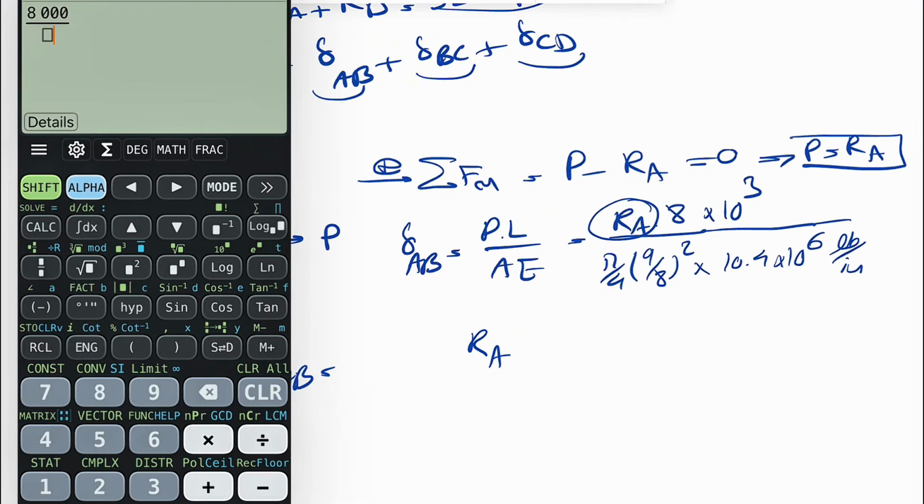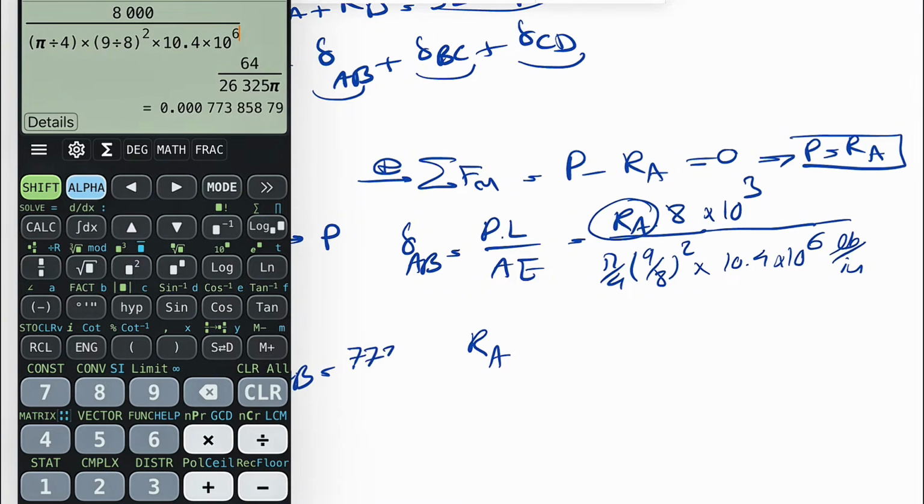You can just calculate the coefficient in here very quickly. So 8,000 divided by pi divided by 4 times 9 divided by 8 squared times 10.4 times 10 to the 6. So that's going to be 7.773, let's do 2 digits, 7.86 times 10 to the minus 6.